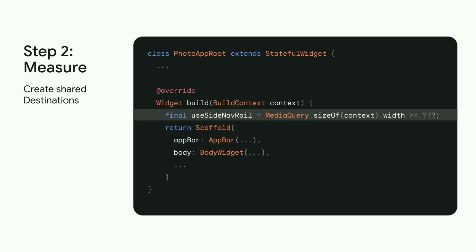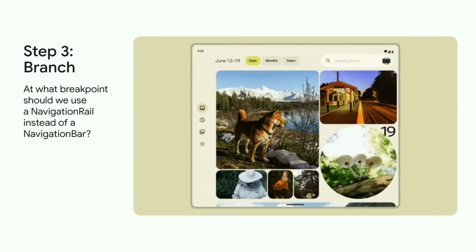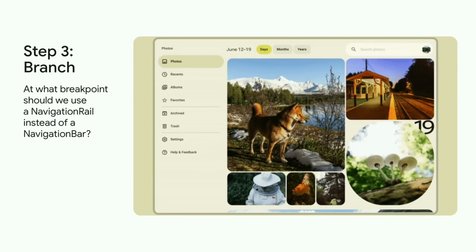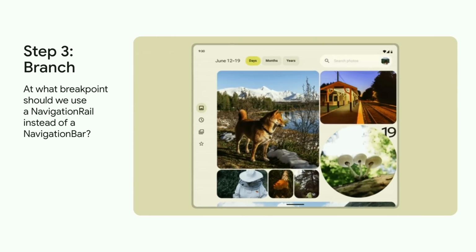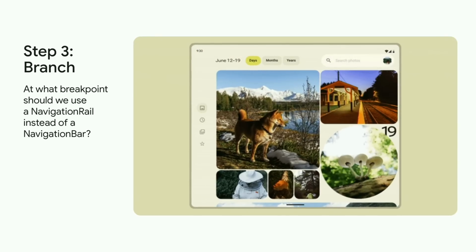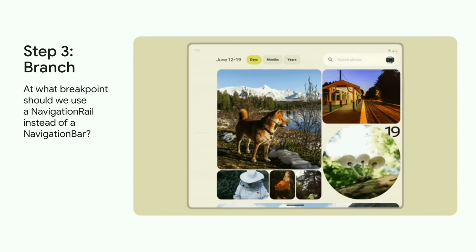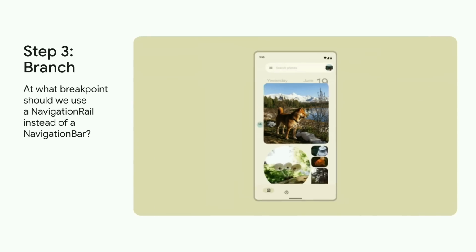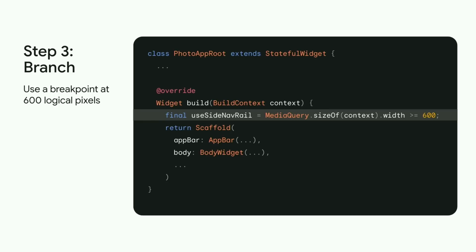But wait, when should this use side nav rail variable be true? Sounds like it's time for step 3, branching. The material guidelines, again, suggest using a bottom nav bar for windows less than 600 logical pixels wide and a nav rail for those 600 or greater. It sounds like a good place to start. So let's add that number to our use side nav rail variable and move on to add the branching logic that we will use in our 2 widgets created earlier.